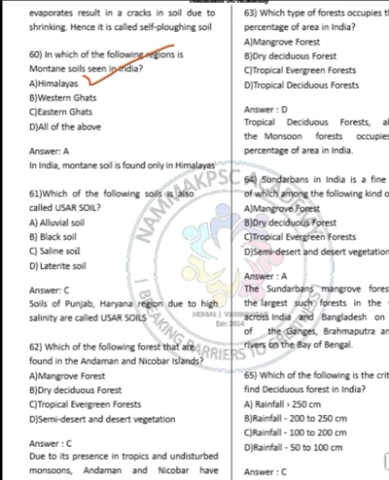Moving ahead to question number 61, it is regarding Usar soil and it is asking which of the following soils is known as Usar soil? Answer is option C, saline soil. So soils of Punjab and Haryana, because of extensive irrigation, have become saline, and in these regions this soils is known as Usar soils.